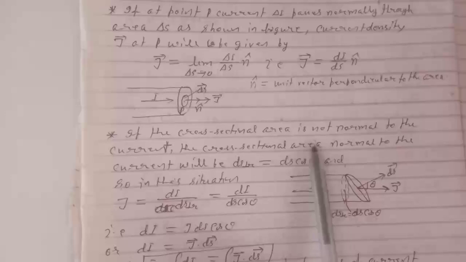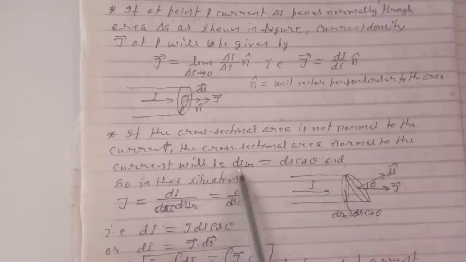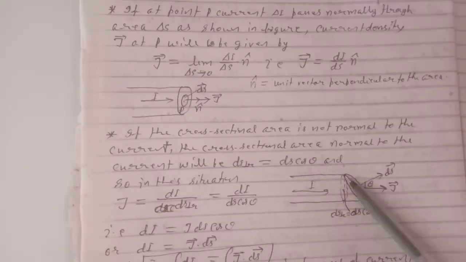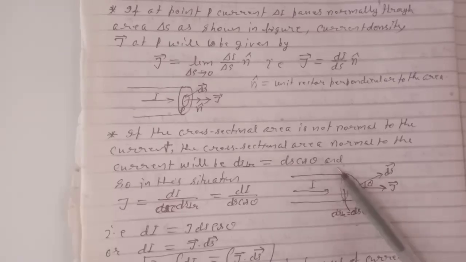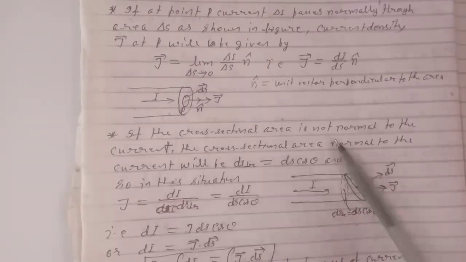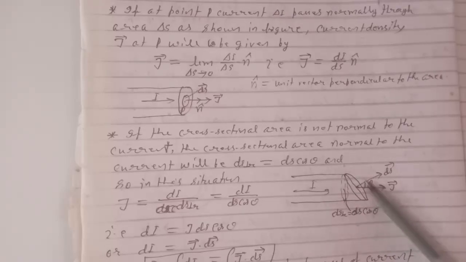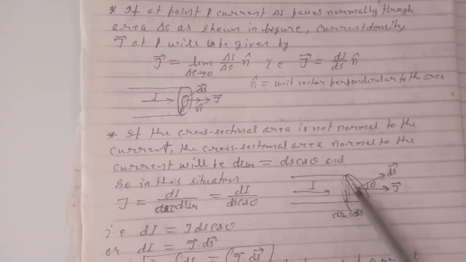If the cross sectional area is not normal to the current, the cross sectional area normal to the current will be dS perpendicular, that is dS cos theta. Here it is shown. The cross sectional area is like this. We are slashing the conductor like this, so the cross section will look like this. So it is not normal to the current, so we have to take the normal part of this area.